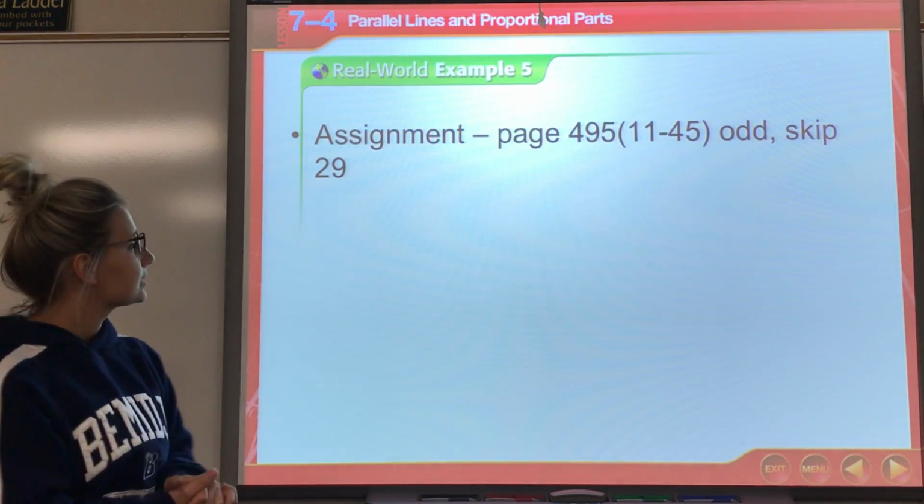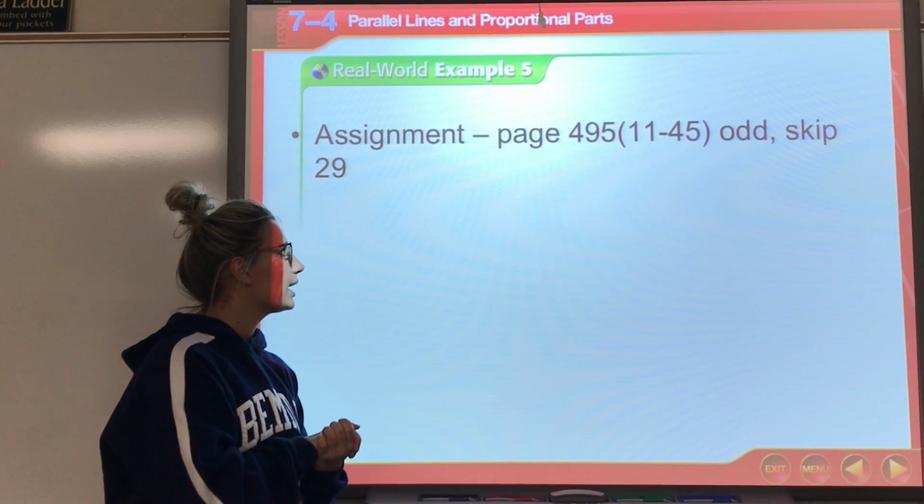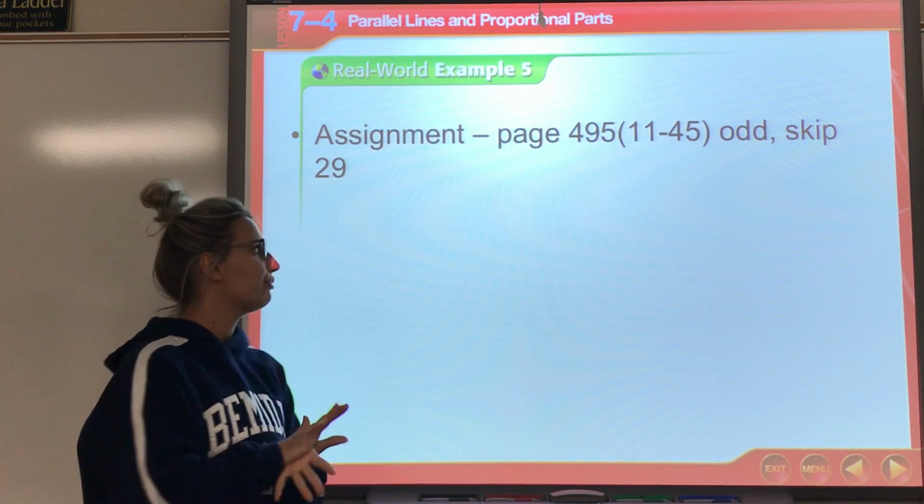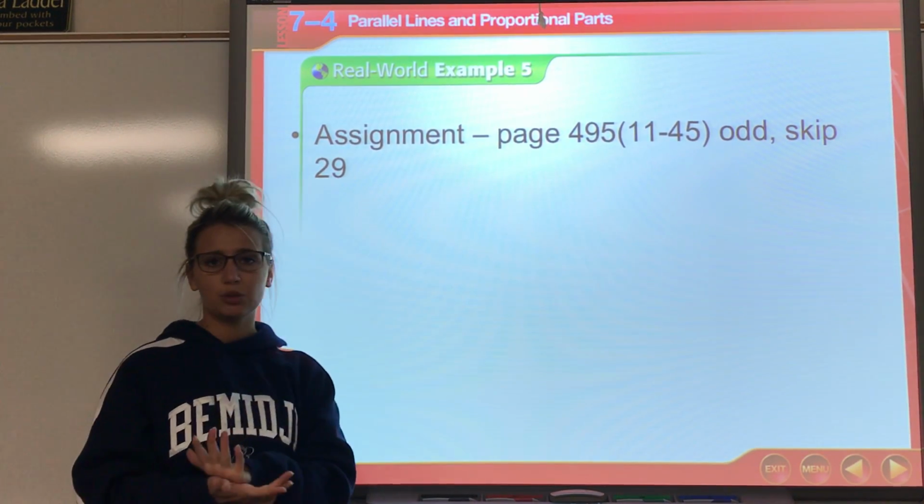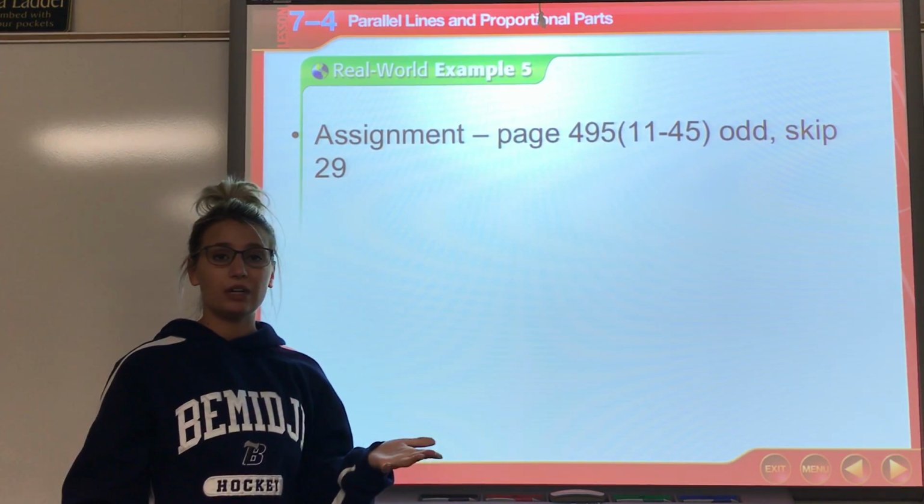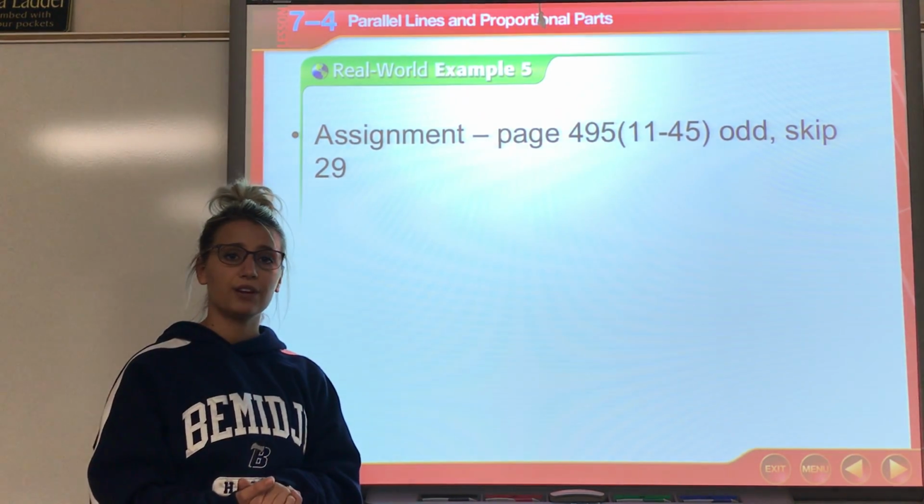All right, so here's your assignment. We're on page 495. We're doing 11 through 45 odd. You can go ahead and skip 29. Let us know if you have any questions on this. Hopefully it goes okay for you guys.